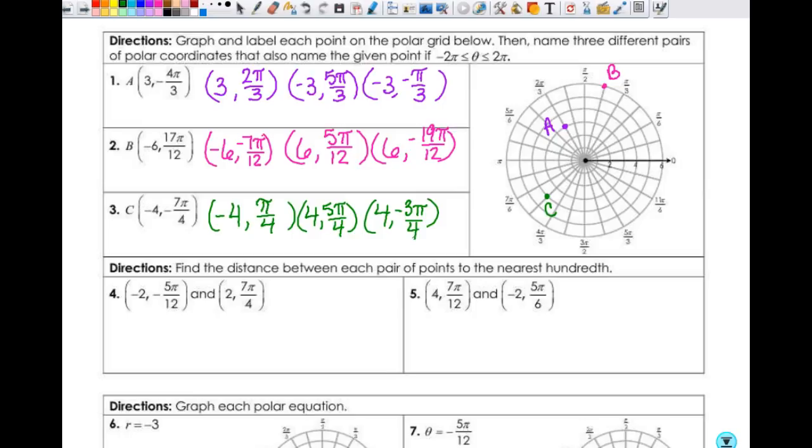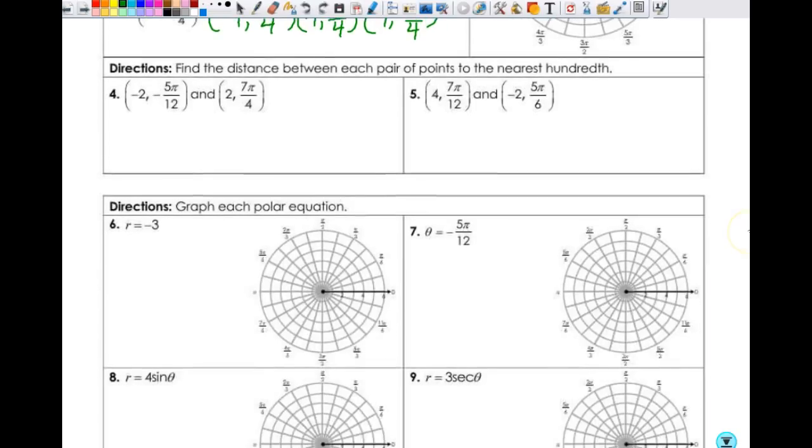All right, so then these two, it says find the distance between each pair of points to the nearest hundredth. So this is a formula that I will give you. I will give you the distance formula for polar. And so that is going to be, I'll write it in this little spot here. D is equal to the square root of R1 squared plus R2 squared minus 2 times R1 times R2 times the cosine of theta 2 minus theta 1. So that is one thing that I will give you on the test.